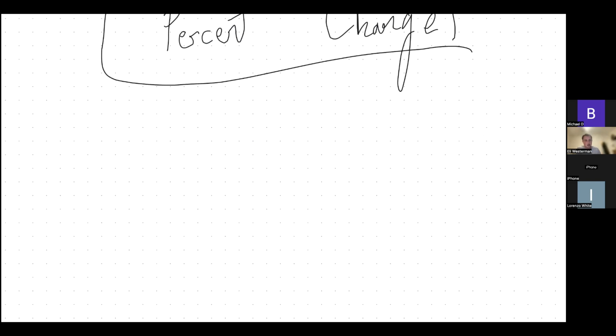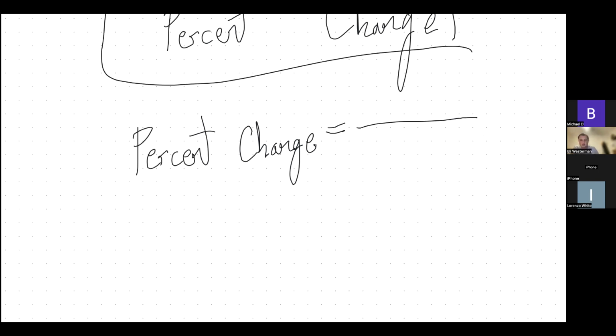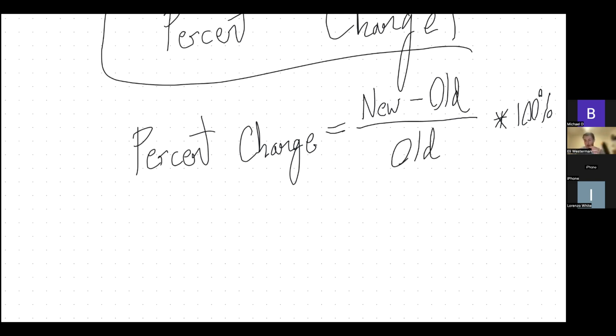So percent change. You need to have this so memorized that if someone wakes you up in the middle of the night and you're scared, you start screaming this formula out because you know how important it is. And the way we do percent change is new minus old over old times 100%. So that means we take the new of whatever it is and we subtract the old one from it. And then we take that and divide it by the old and we multiply it by 100%. Memorize this. Three exclamation marks and then a smiley face so you know we're still happy about it.